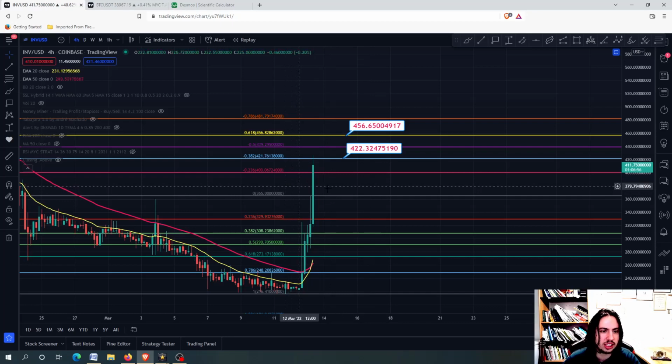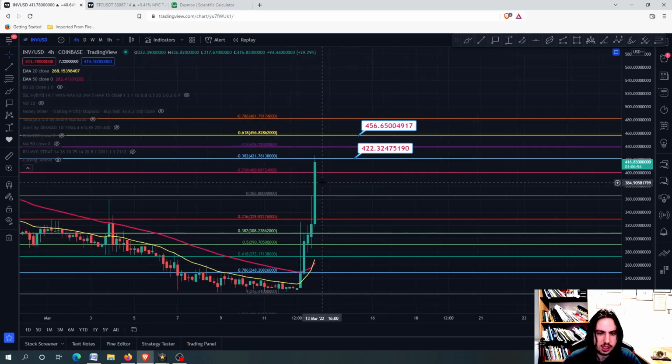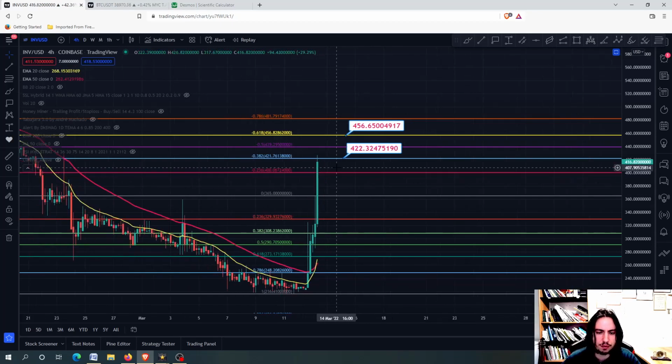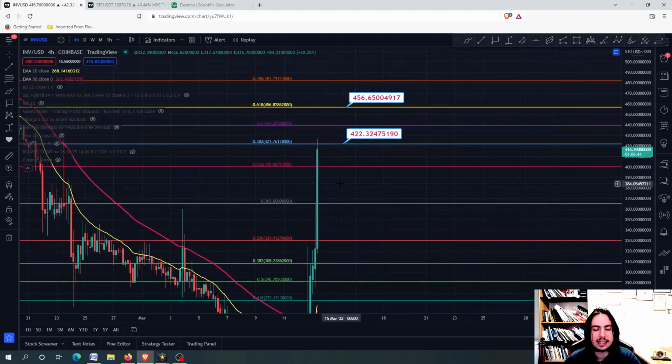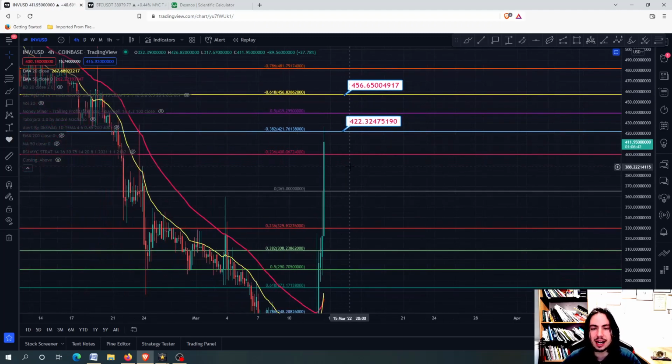Let's go right now to see INV. So, Inverse Finance right here, 422. We approached almost 426 on Coinbase USD, right? In the USD pair right here. What are we going to do next? What is the next price target?